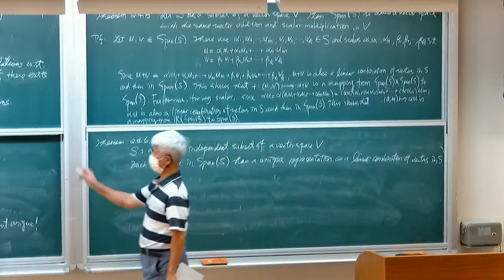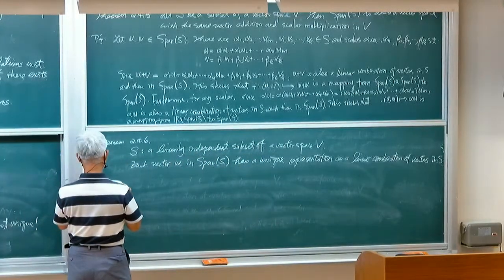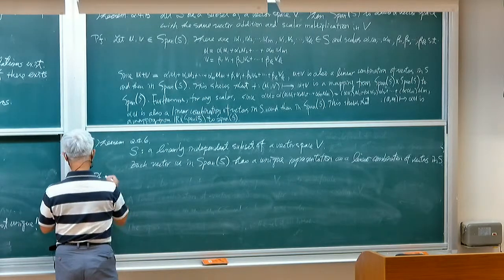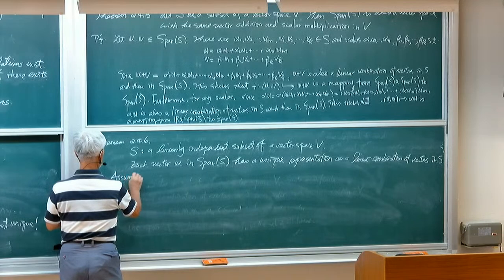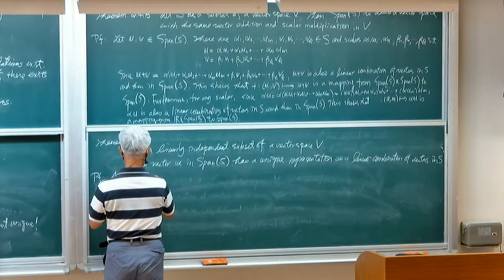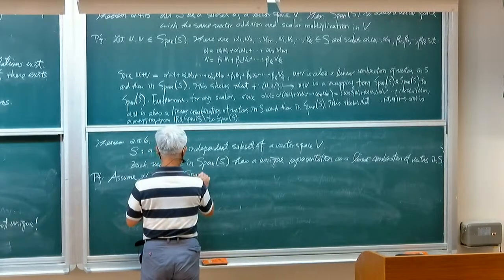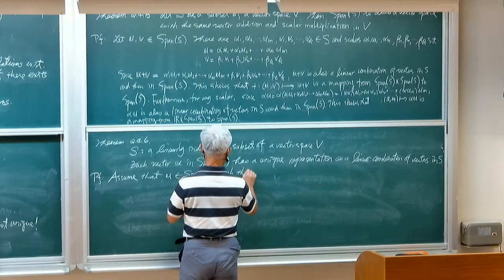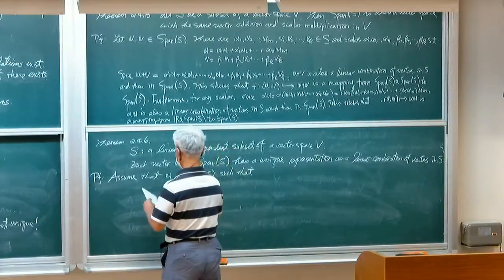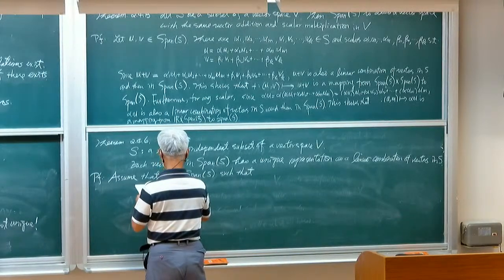All right, so now we'll give a proof of that. So assume that U is a vector in the span of S, such that U can be represented in two different ways.